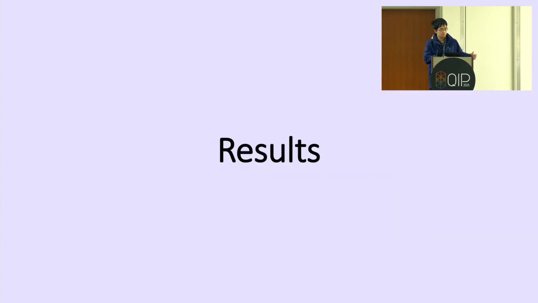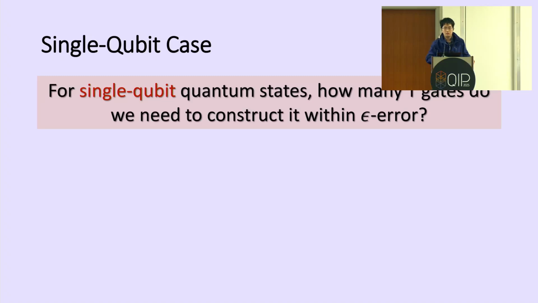And given the setup, let me tell you about results. Okay, let me focus on the single qubit case. That is, for single qubit quantum states, how many T gates do we need to construct it within epsilon error?